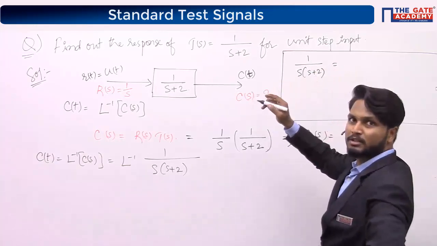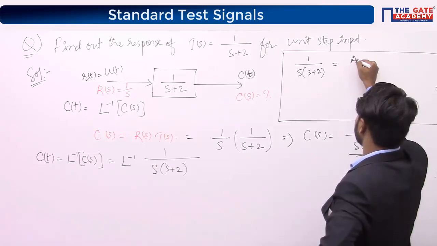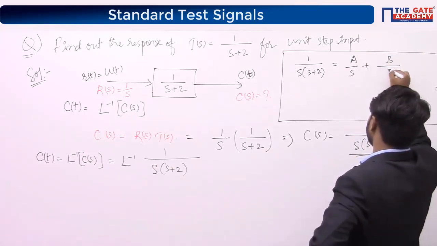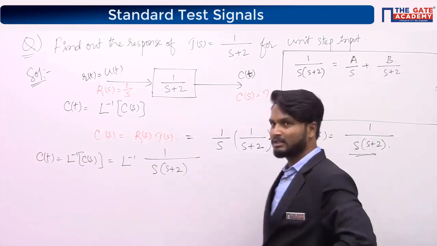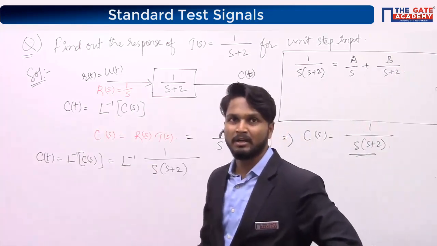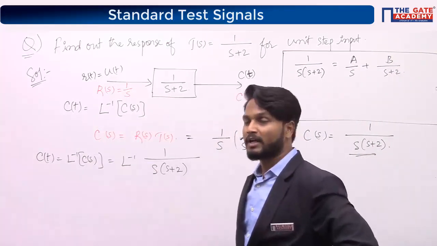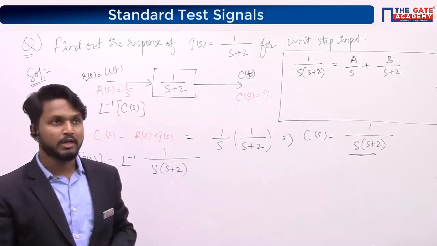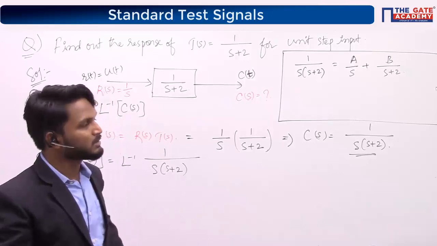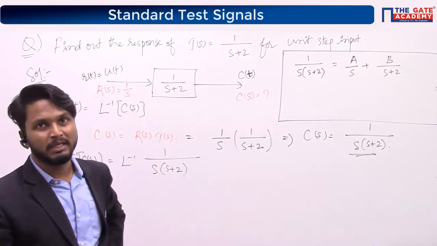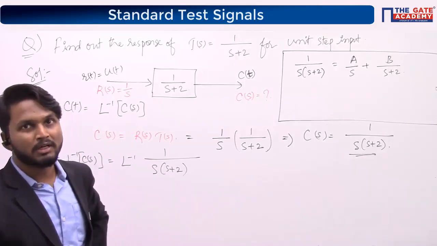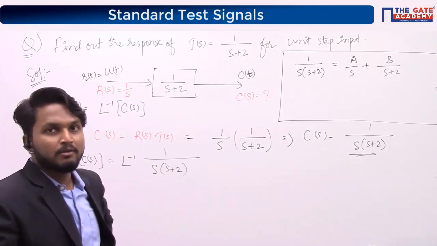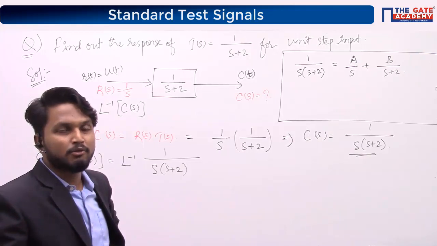Using partial fractions, you will split this as a by s plus b by s plus 2. You have to find out the values of the constants a and b, right? So what are the values of a and b you are getting? Tell me the values of a and b. A is 1 by 2 and b is minus 1 by 2.